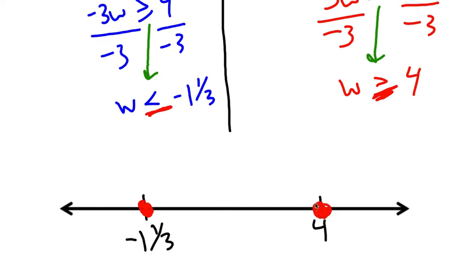To fill them in, w is less than or equal to negative 1 1/3. I should have done this in separate colors here. Let's do that. Let's change this to blue. Since that's less than or equal to negative 1 1/3, we shade to the left. This one over here, w is greater than or equal to 4. Again, solid circle at 4, and then shaded to the right.